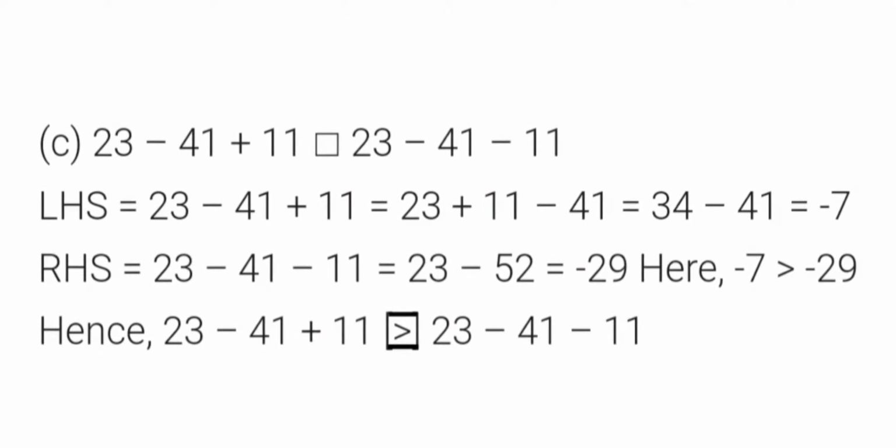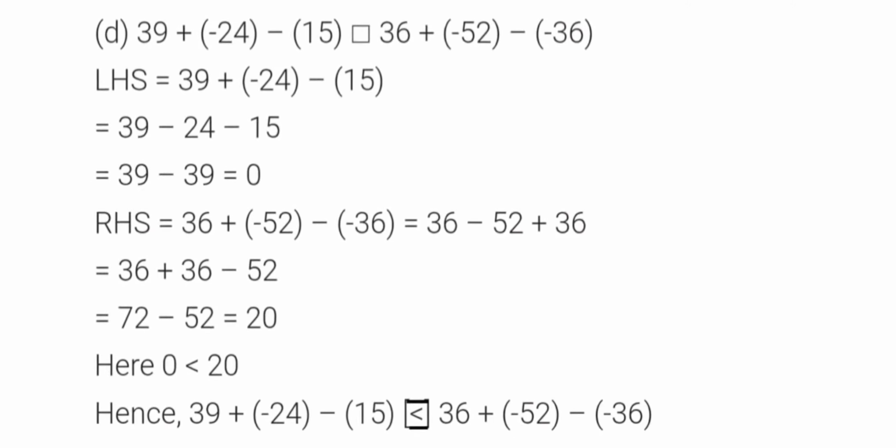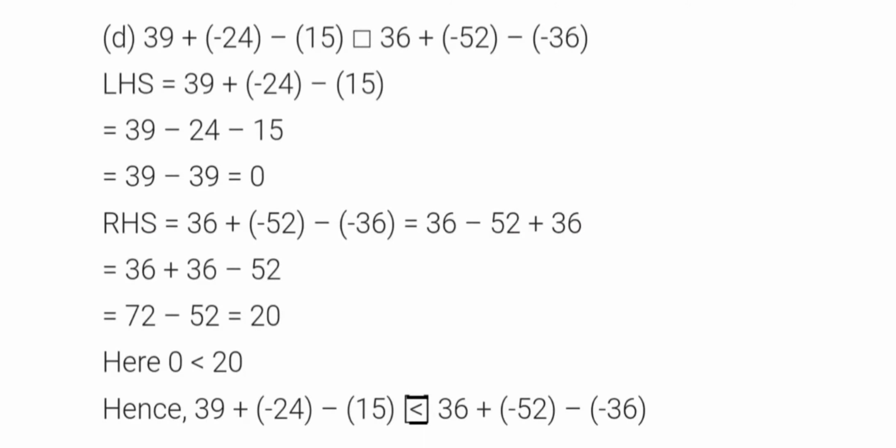Next is C. 23 minus 41 plus 11 in left hand side. When you solve the left hand side, the value will be minus 7, and in right hand side 23 minus 41 minus 11. So when you solve this right hand side, value is minus 29. Here minus 7 is greater than minus 29. So in the box we will put the greater than symbol.